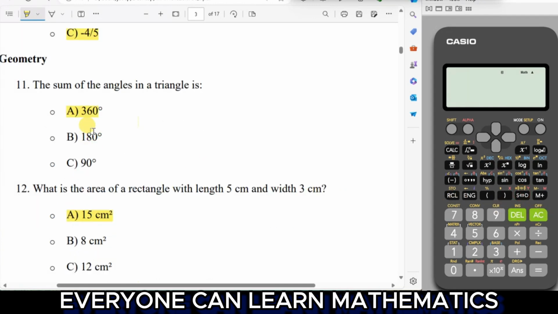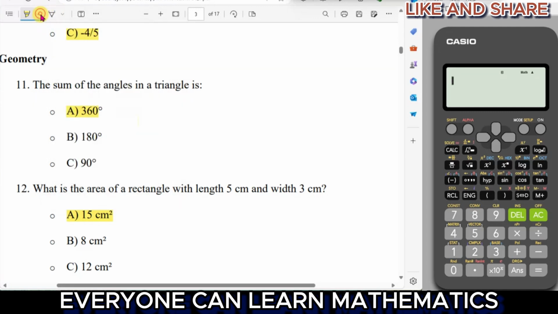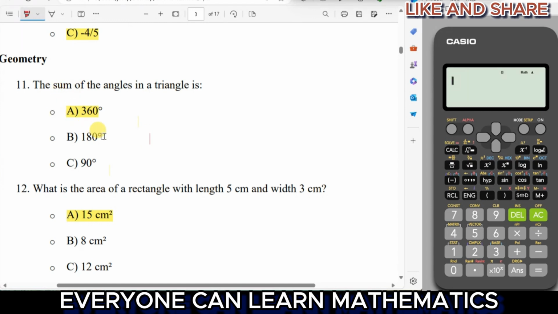Now we have this, the sum of geometry. You have the geometry figures. The sum of the angles in a triangle is, so this one is simple. In a triangle, we'll know that it is B. So the correct answer here is B. So you got to know that it's B. Let me change the color. So sum of angles in a triangle is 180. Okay, so the correct answer is B.